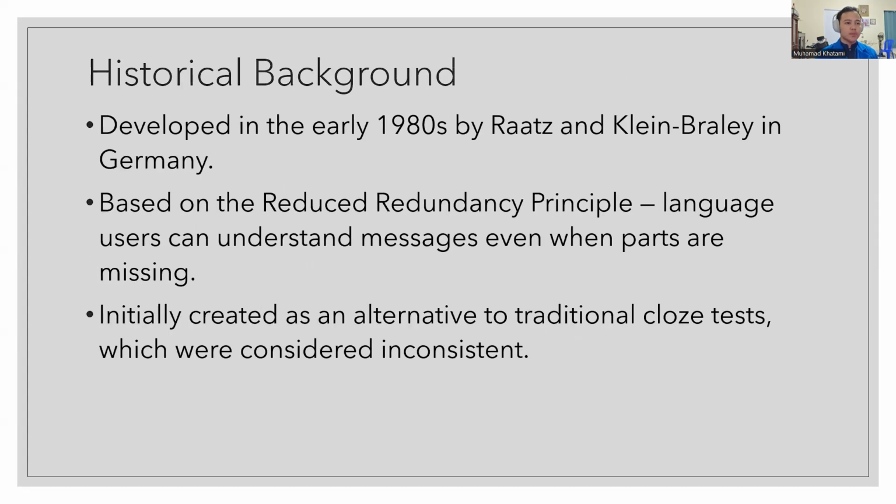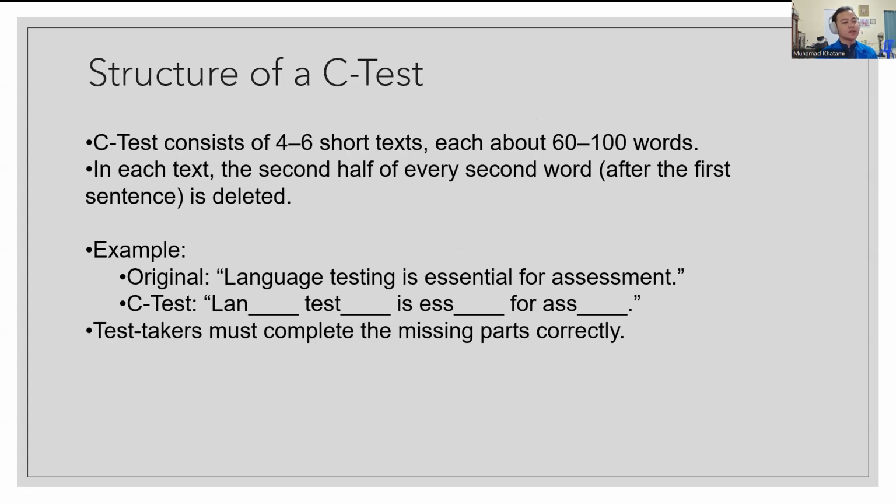So, for the historical background of this test, it was developed in the early 1980s by Rhodes and Klein-Braley in Germany. It was based on the reduced redundancy principle of language, so that language users can understand messages even when parts of the words are missing. It was initially created as an alternative to traditional cloze tests, which were considered inconsistent.